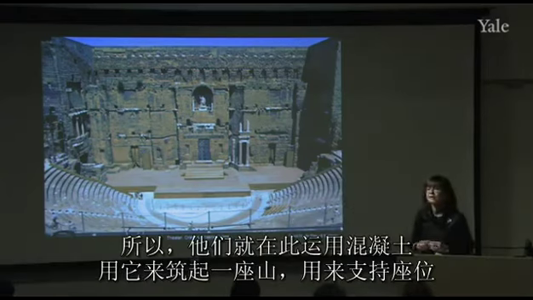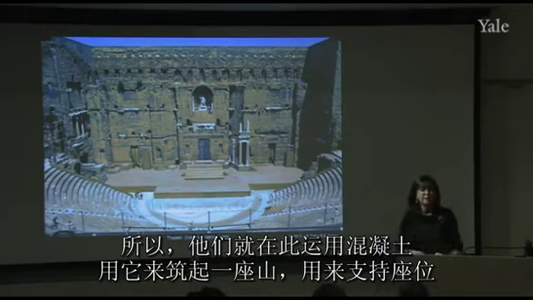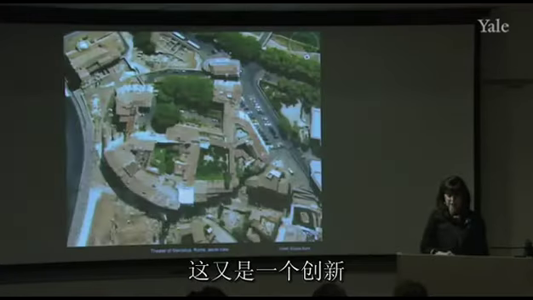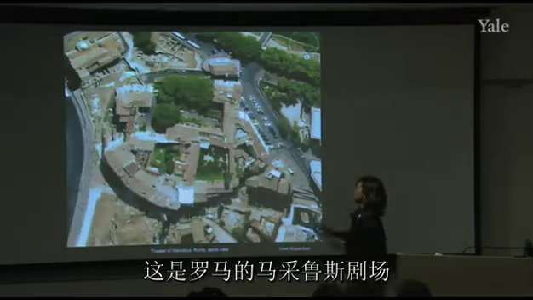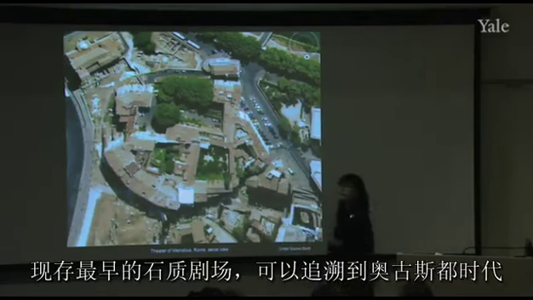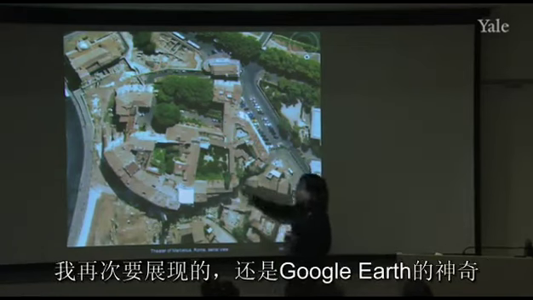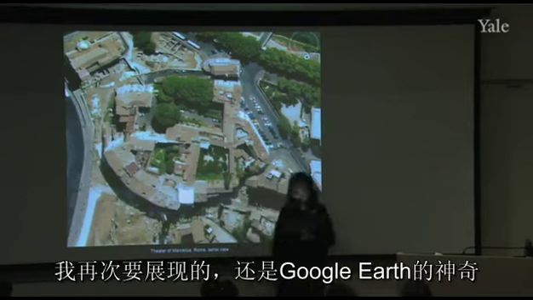So what they did was use concrete again to build a hill upon which they could support those same seats. And that's again an innovation that we'll talk about. This is the Theater of Marcellus in Rome, the earliest surviving stone theater in Rome, that dates to the age of Augustus. But I show it to you again just to show you the wonders of Google Earth.